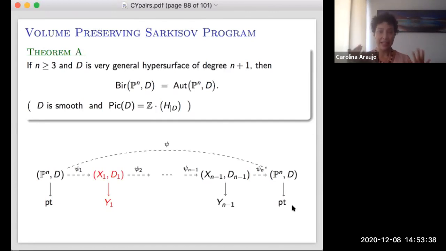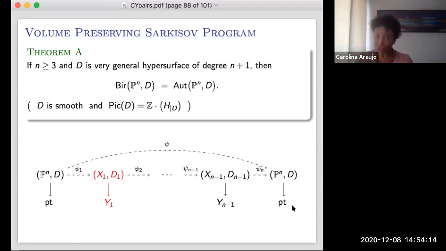As I said, this is from the exercise that I left in the previous slide. If you want to decompose by Sarkisov links, the first link must start with a divisorial extraction from P^n. As I said, this turns out to have to be the blow up of a smooth center of codimension 2 in P^n that is contained in D. So this is a hypersurface in D, and you must start by blowing up this hypersurface in D.